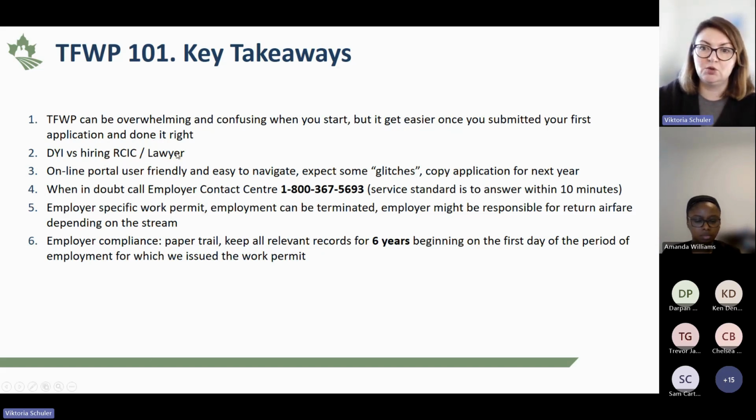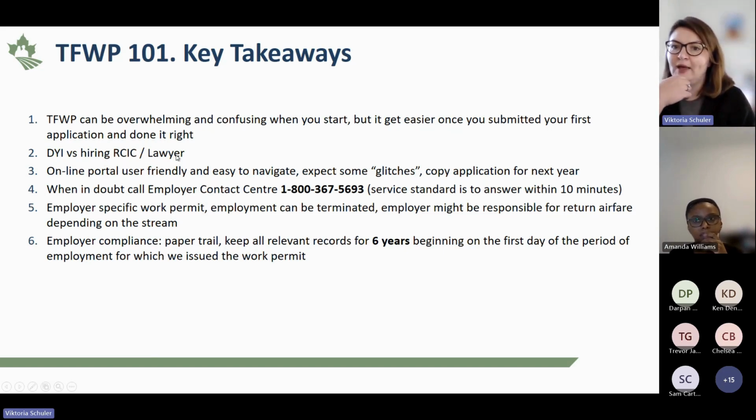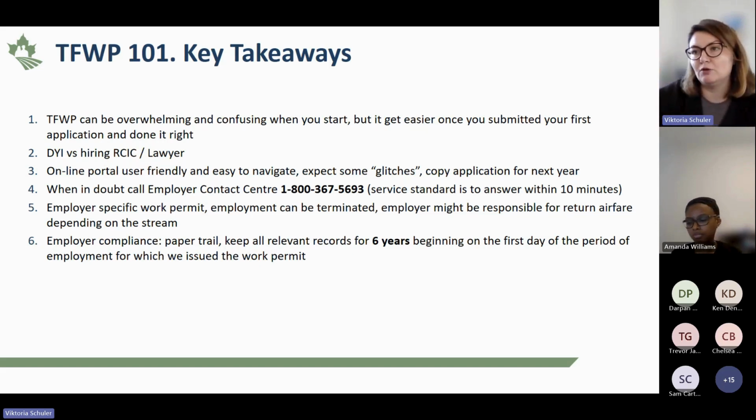And again, lawyers and consultants charge a fee depending on the stream and the industry. I would say it's between $2,000 to $4,500, depending on the stream and depending on the lawyer as well.